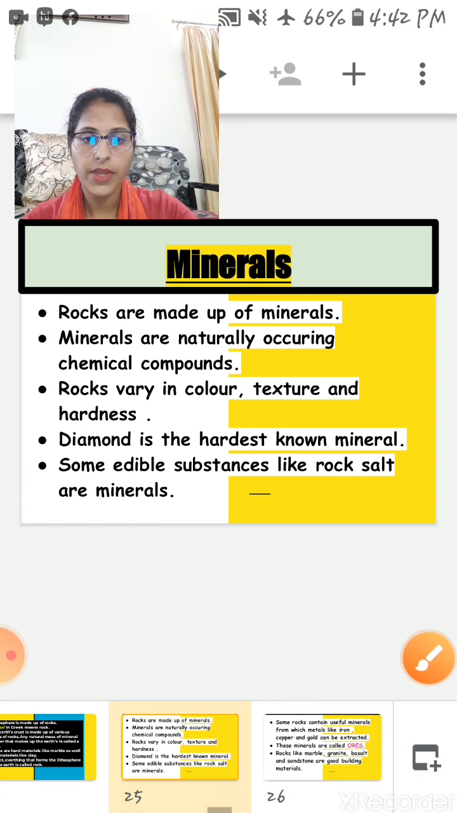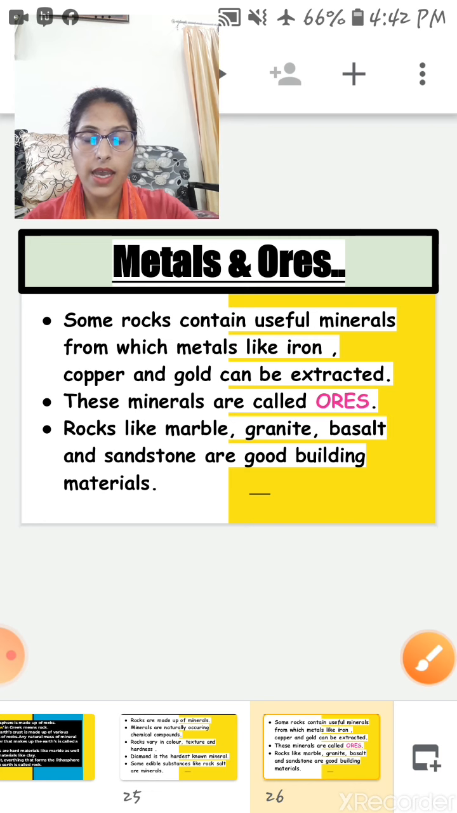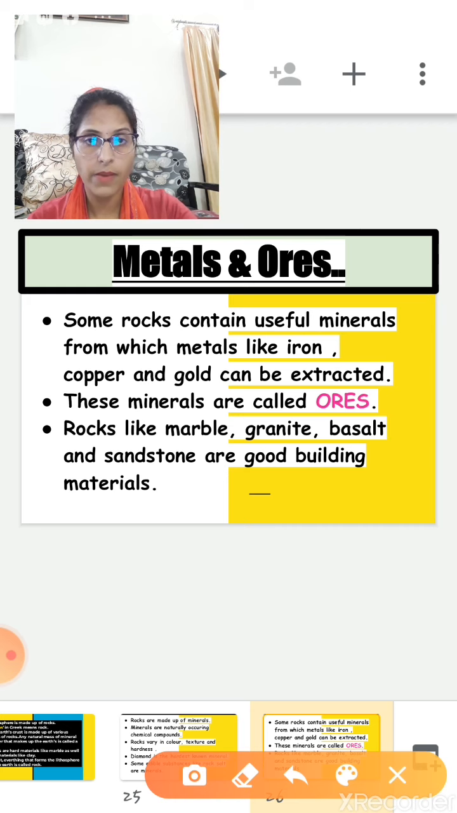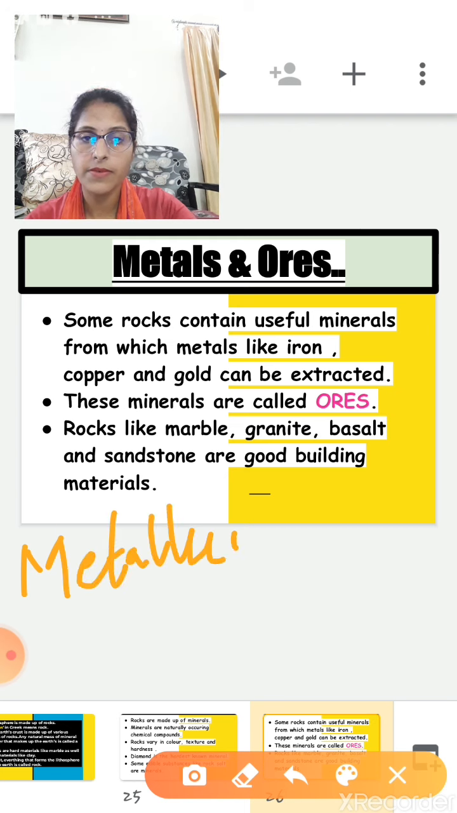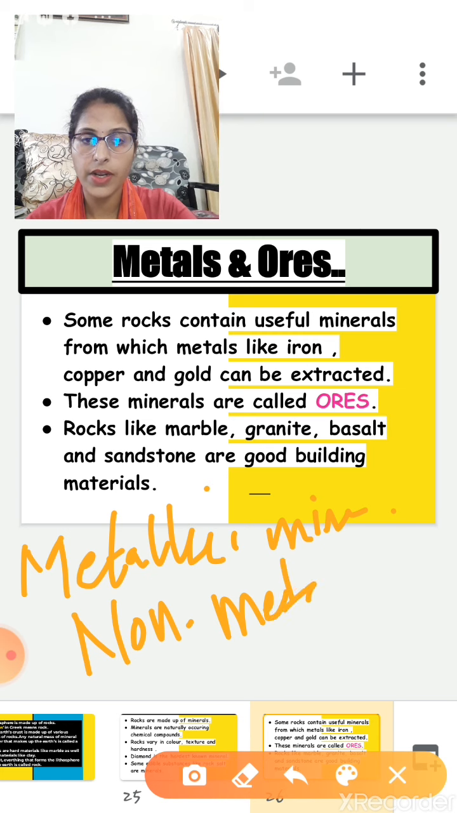Clear? Okay. Now the next one is metals and ores. So as you all know, minerals are of great economic value and form the basis of modern development. They are divided into two. First one is the metallic mineral, and the second one is the non-metallic mineral. Clear? So metallic minerals, basically these are metallic and found in igneous and metamorphic rock.